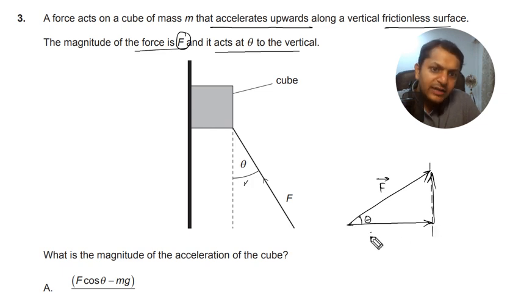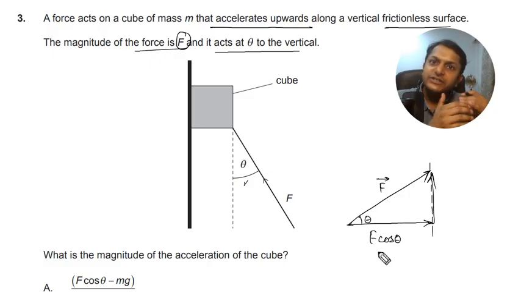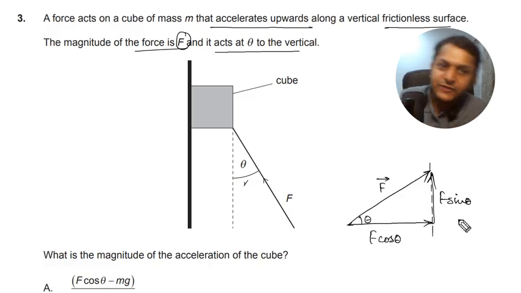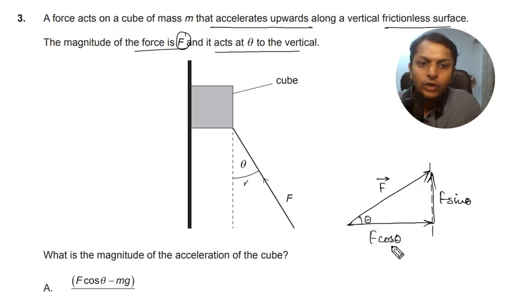So this component is written as F cos theta. The component which is adjacent to the angle is cosine, and the component which is perpendicular and in front of you, that is called sine theta. So F sine theta is in front of you and F cos theta is on the floor, like that. So you have to find what is happening here. This is the force here.